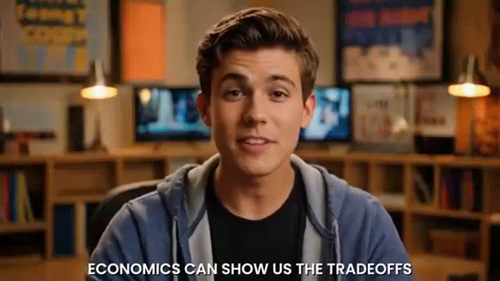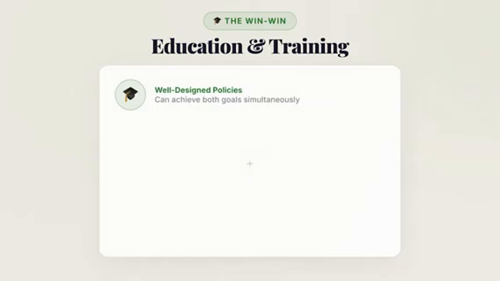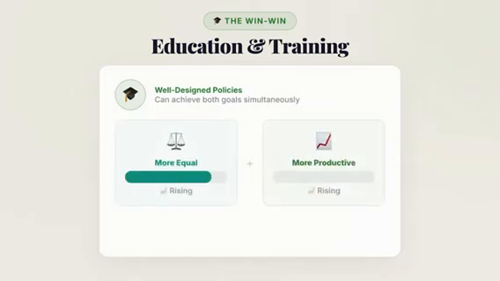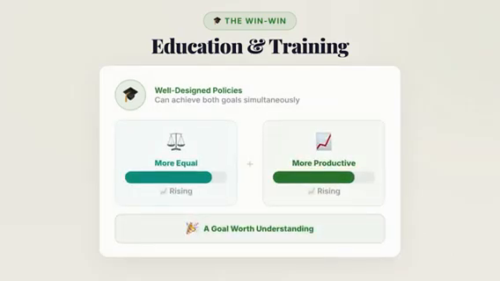Economics can show us the trade-offs, and it reminds us that well-designed policies, especially education and training, can make society more equal and more productive at the same time. That's a goal worth understanding.